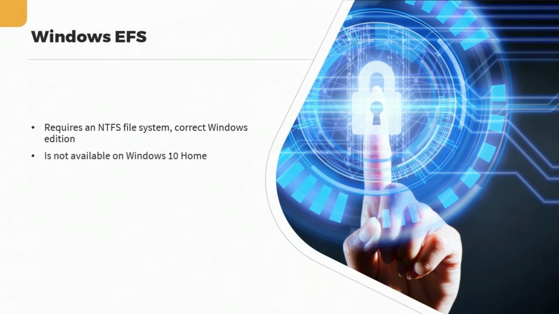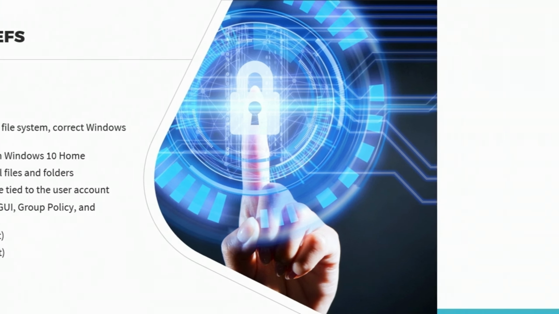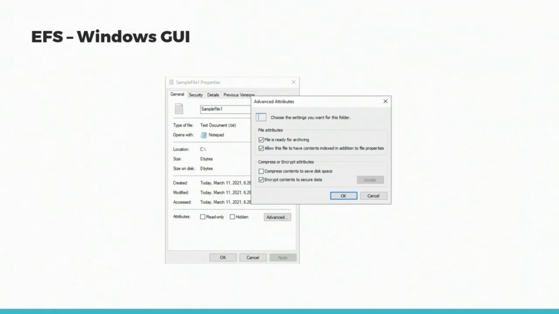With EFS, you can choose to encrypt individual files and folders, and those encrypted files are tied to the user that is logged in when encryption was enabled. You have to be signed in as that user to decrypt, and it is very transparent. In other words, the user just opens the encrypted file as usual. You don't have to do anything special to decrypt. EFS can be managed using the Windows GUI, at a larger scale using group policy, or at a command line using cipher.exe, such as cipher /e to encrypt something, or cipher /d to decrypt something.